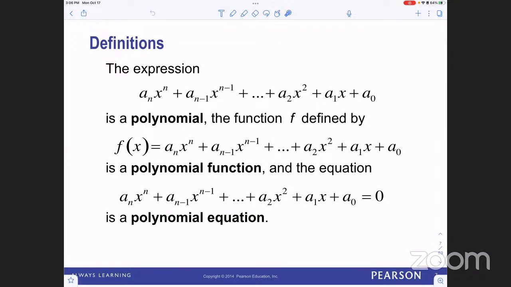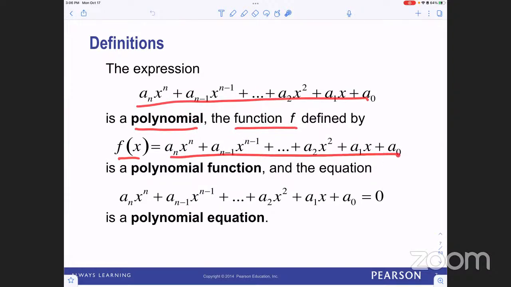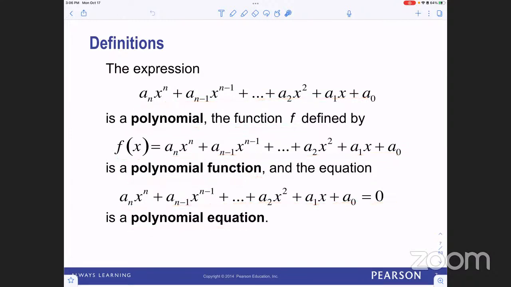So this expression, where we have a polynomial, and then the function f defined by f of x equal to that polynomial, we call a polynomial function. And the equation where we have that polynomial equal to 0 is called a polynomial equation. Again, a polynomial is just a finite sum of monomials. A polynomial function is f of x equal to that polynomial. And a polynomial equation is where you have the polynomial equal to 0.